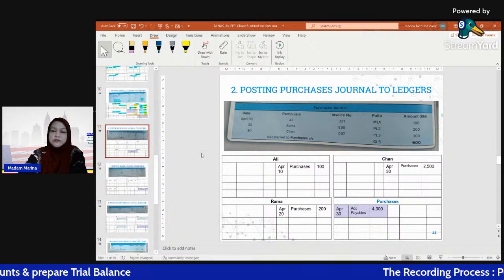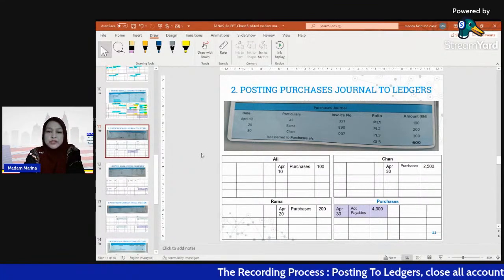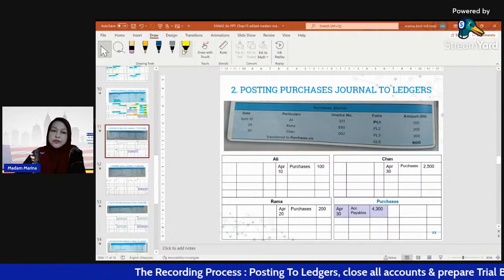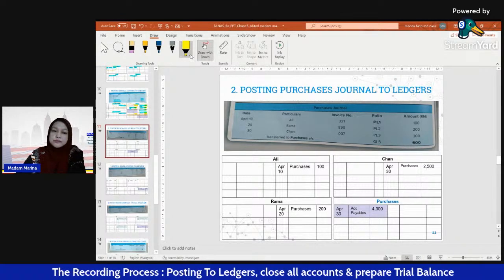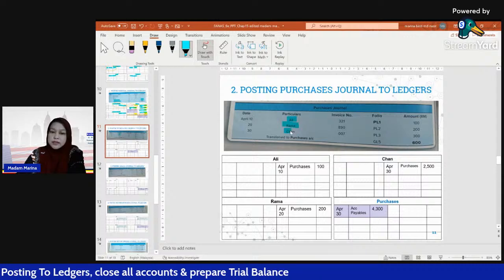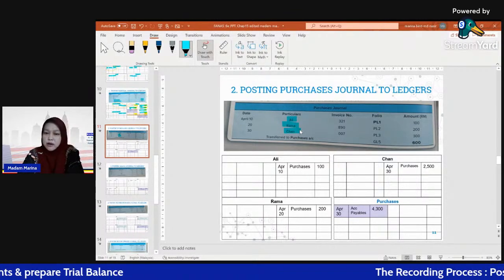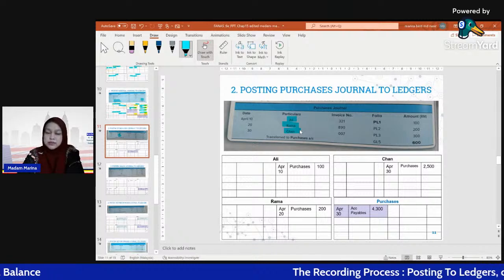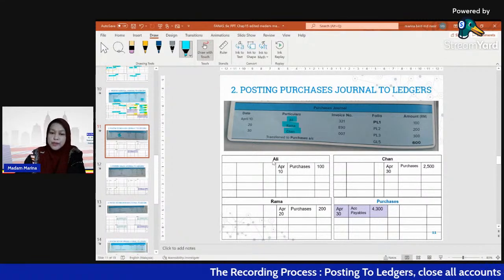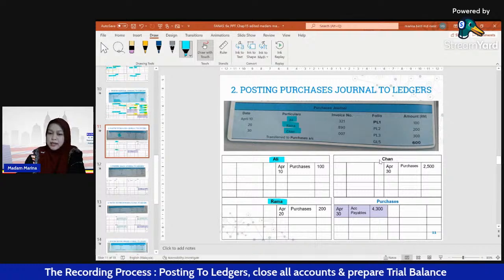Okay, how to post from the purchases journal to the ledger. In the purchases journal we have Ali, Rama, and Chan. Who are Ali, Rama, and Chan? They are our accounts payable. So we have to open all these accounts in the ledger, which is the purchases ledger.